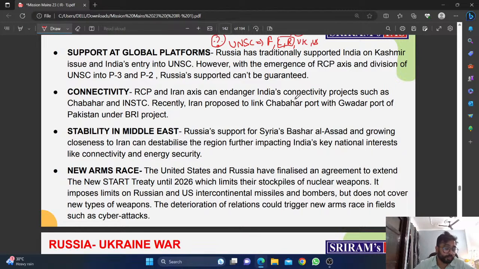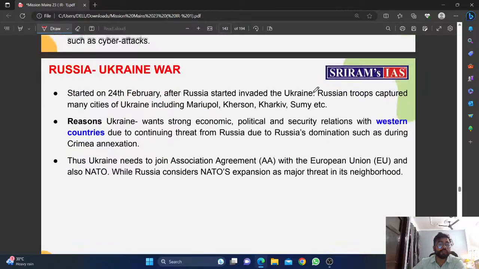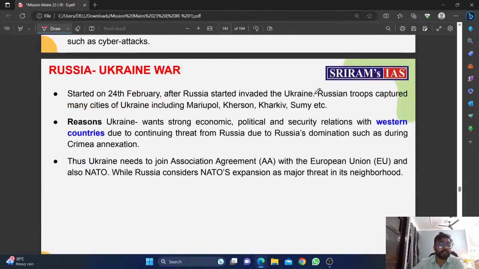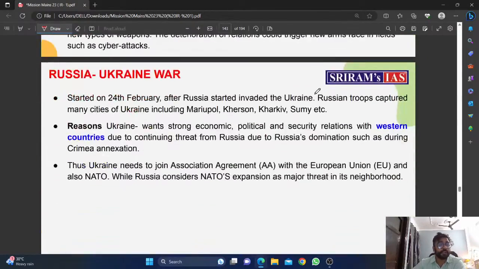This treaty imposes limits on Russia and US intercontinental ballistic missiles. That means, according to the New START treaty, both countries will not make any further development of nuclear weapons and intercontinental ballistic missiles. That means the deadly weapons. So this is your new arms treaty and another implication for India.